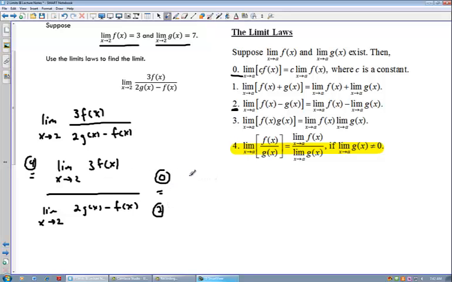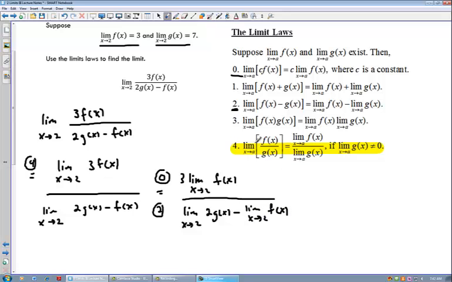So rule 0 says I can write this as 3 times the limit as x goes to 2 of f of x, because if you multiply by a constant, you can pull it out in front. And then all divided by the limit as x goes to 2 of 2 times g of x minus the limit as x goes to 2 of f of x. And I'm just using rule 2 here. It basically says the limit of a difference is the difference of the limits. So here's the limit of a difference, and this is the difference of two limits. And then we can do one more line here maybe.